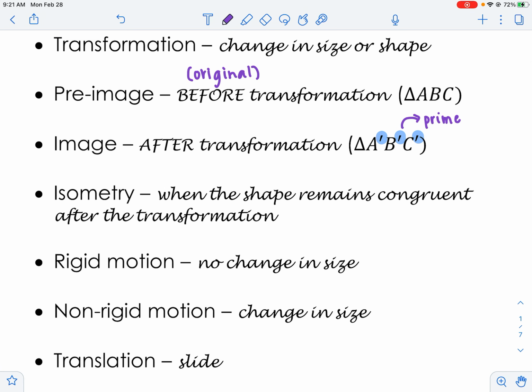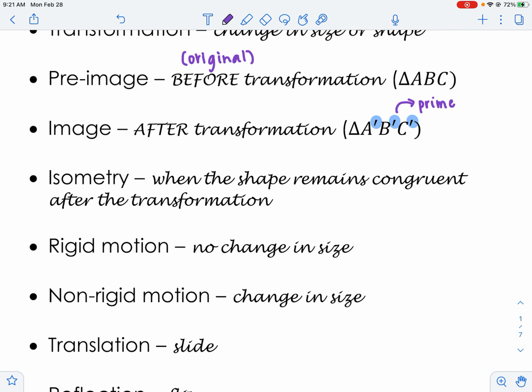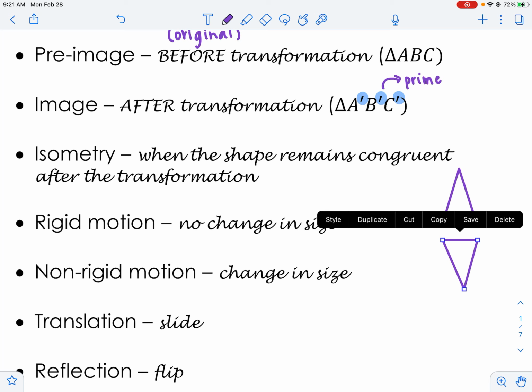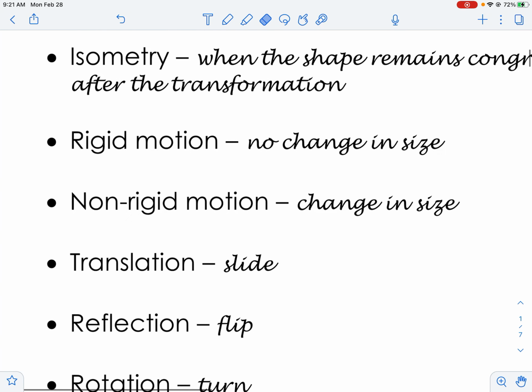Now, isometry is whenever your shape remains congruent after the transformation. So for example, the one that I had up above. If I have this and then let's say that I flip it over, if it's congruent, which that's not quite congruent, but if it's congruent, that's called isometry, or an isometric transformation. Sometimes we also say rigid motion. Rigid motion is whenever there's no change in size, meaning that it stays congruent. And non-rigid motion is whenever we have a change in size, whether it gets bigger or smaller.